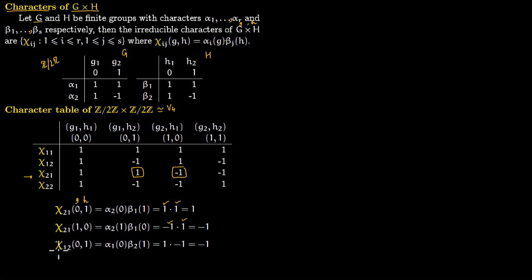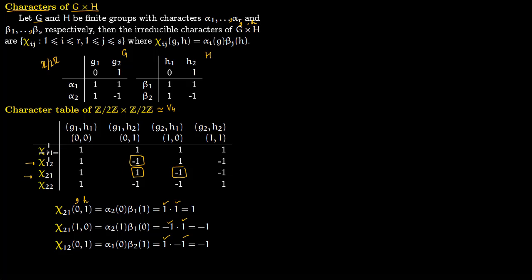Now another example, say chi 1 2 of (0, 1). 0 1 is here, chi 1 2 is here. So we want to show this is minus 1. Again same strategy, 1 will correspond to alpha and 2 corresponds to beta. This 0 is sitting right here, this 1 comes right here. Alpha 1 of 0 is just 1, beta 2 of 1 is minus 1, take the product, you get minus 1. So with enough practice you can actually just write it down directly.